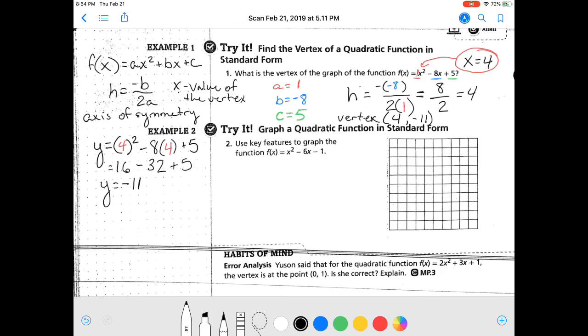In example 2, we're going to find our vertex again, and this time we're going to use that information to graph our function. So first we find our h value of our vertex. So we're going to do negative b over 2a. My b value is negative 6, and my a value is 1.